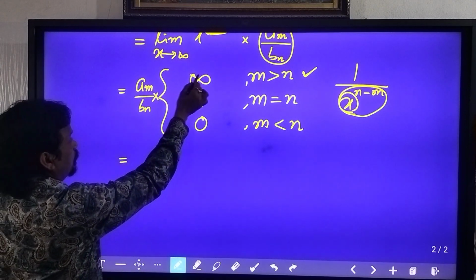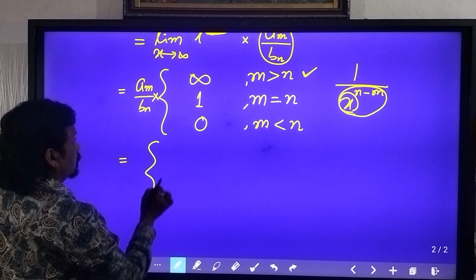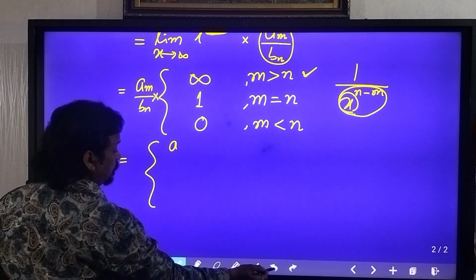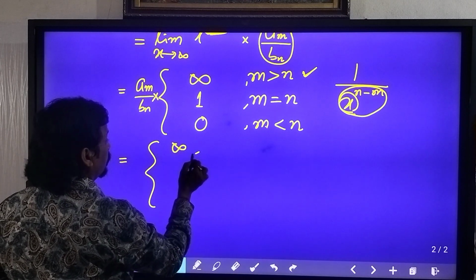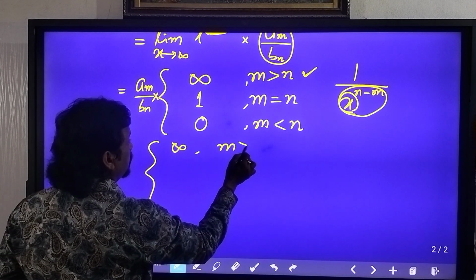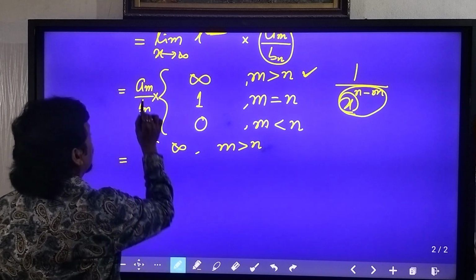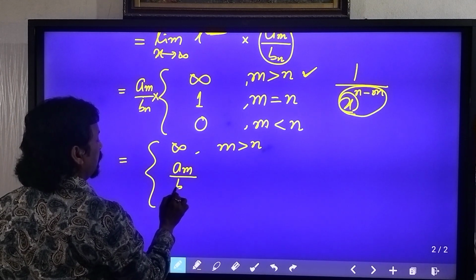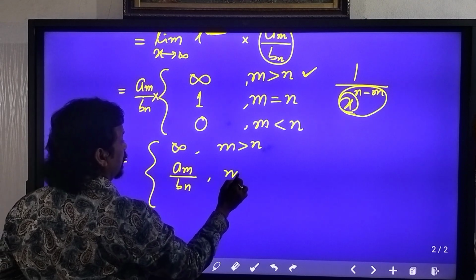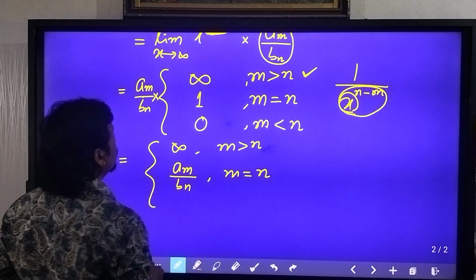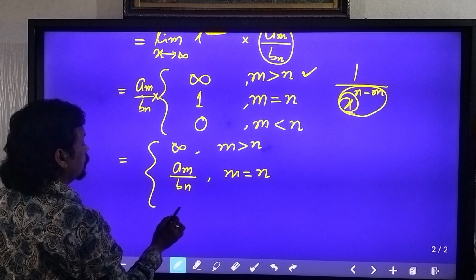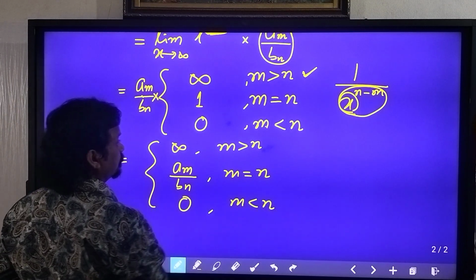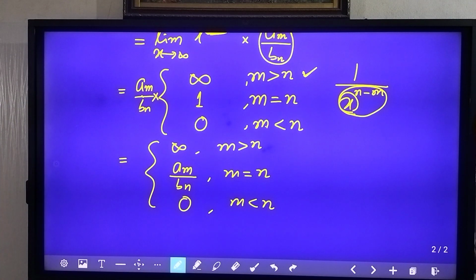Now multiply this to these three cases. Infinity into this one is infinity, under the condition that m is greater than n. And this one into 1 gives am by bn when m is equal to n. And this one into 0 will be 0 if m is less than n. So these are the three cases.